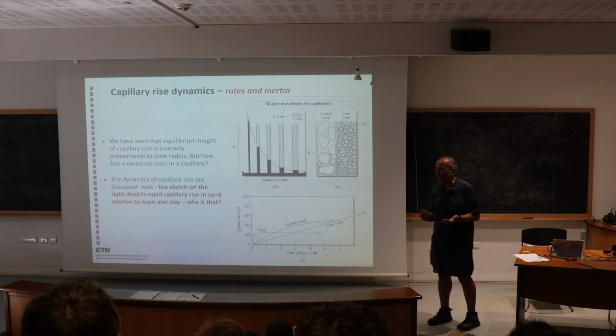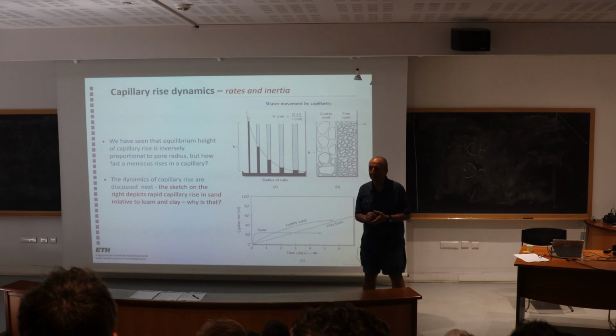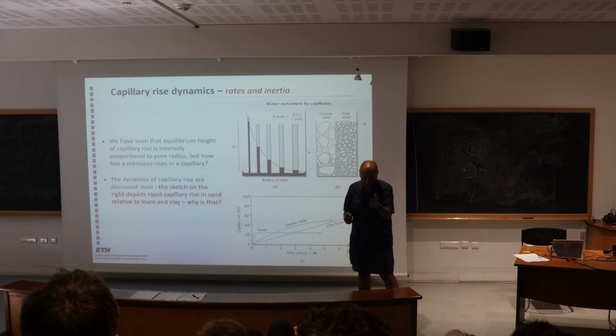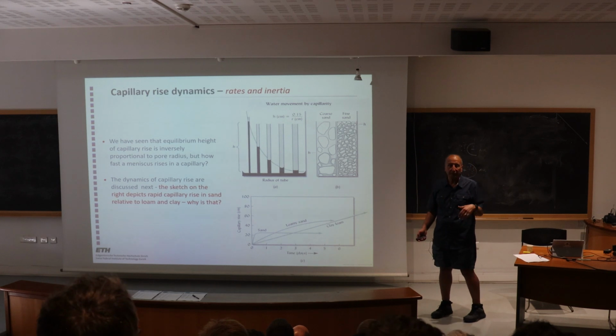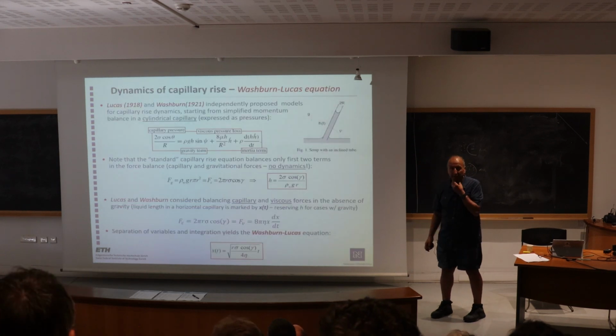Why would I expect in sand to have the capillary rise faster than I would have, say, in silt? Because the pores are bigger? Exactly. So viscosity then becomes now an issue, right? Exactly, because pores are bigger and there is less resistance, velocities will be higher. So let's talk about it a little bit.